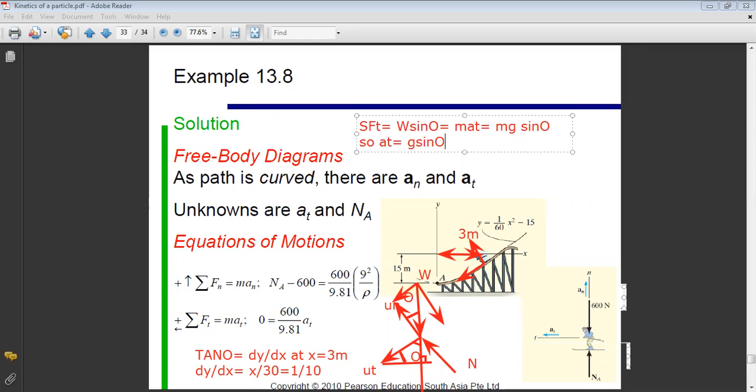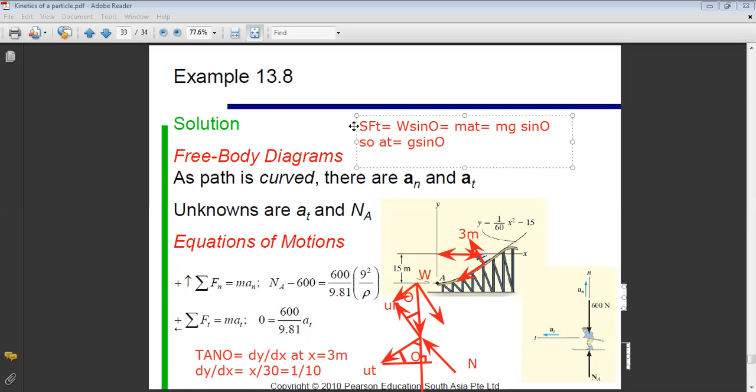Okay? And to find a_n, you do for a_n the same procedure. You do v square over rho. Okay? V will be given, and rho, you should find it. So you apply the formula we learned together, but not for x equals 0. You apply it for x equals 2.